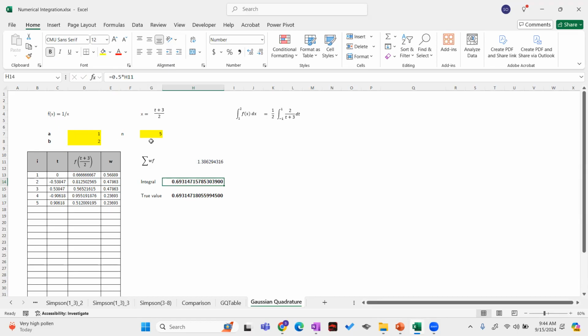With 5 terms, the true value is this. And look at the accuracy: 1, 2, 3, 4, 5, 6, 7. It still matches to 7 decimal points. I only choose 5 magical points on that curve where I have to sample from, and the corresponding weights, and I'm able to approximate the integral by a significant extent.